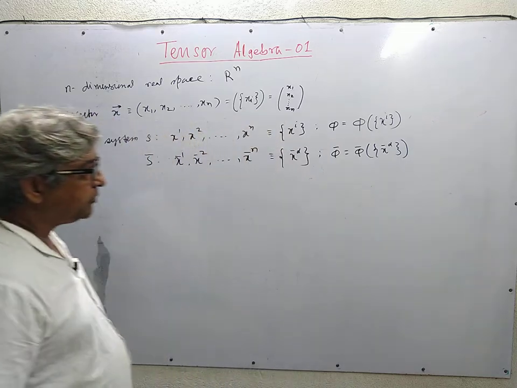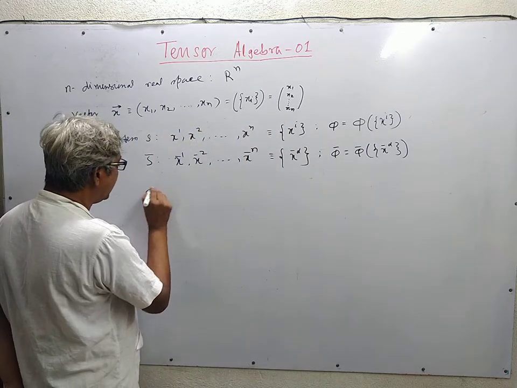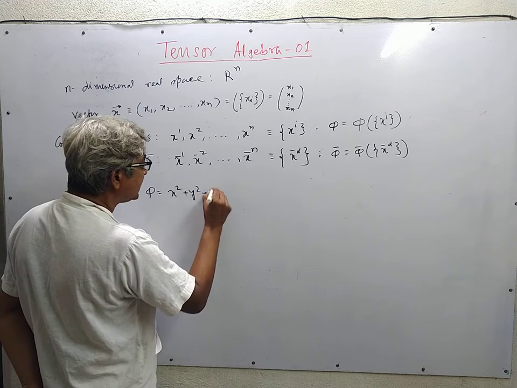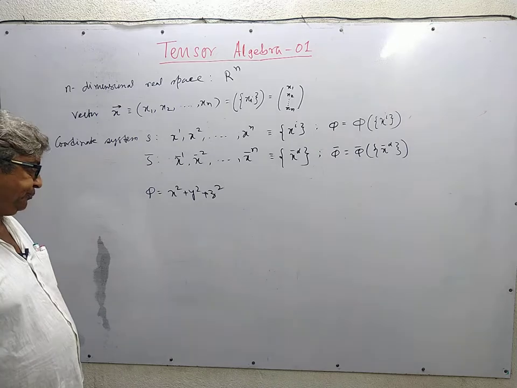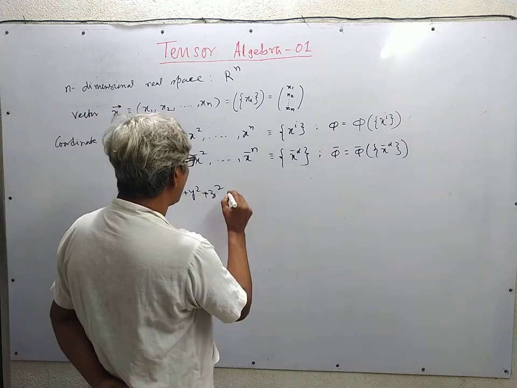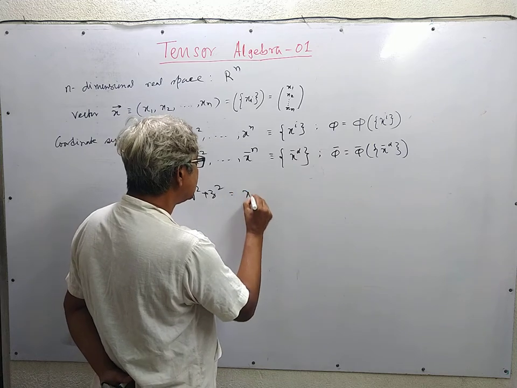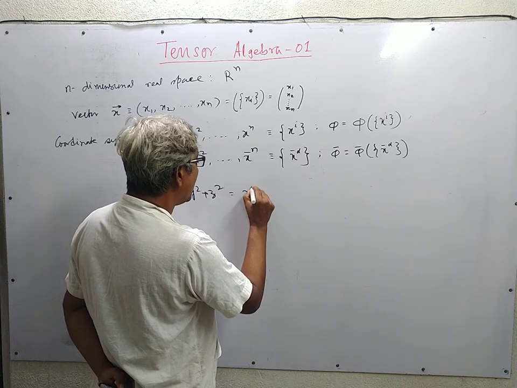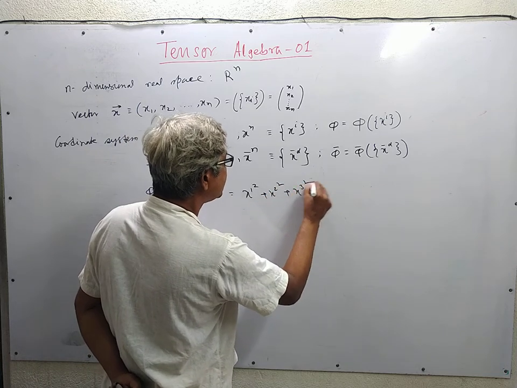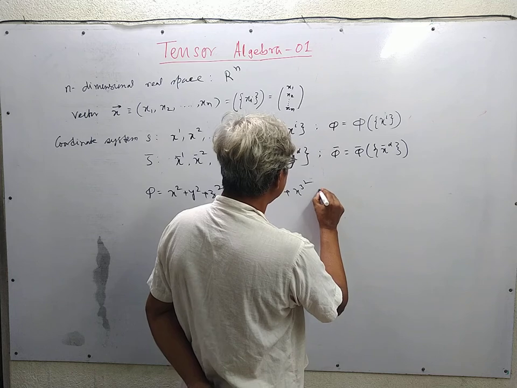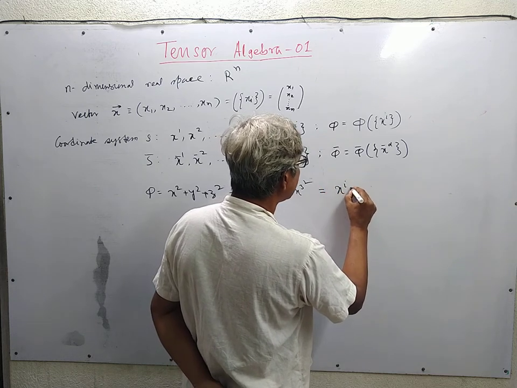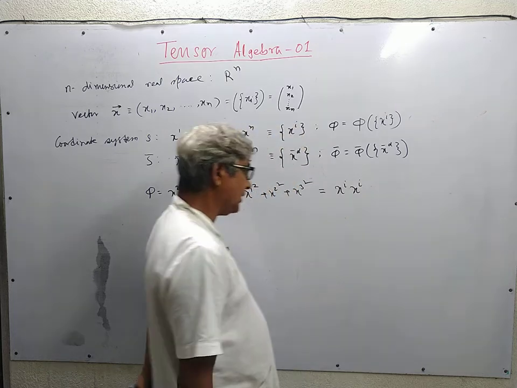As an example, consider phi equal to x square plus y square plus z square. This is a point that lies on the surface of a sphere centered at the origin. So in this case it is x1 square plus x2 square plus x3 square, which, using the Einstein summation convention, is written as xi xi.